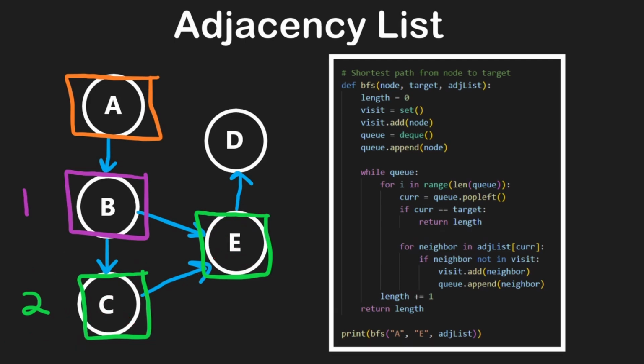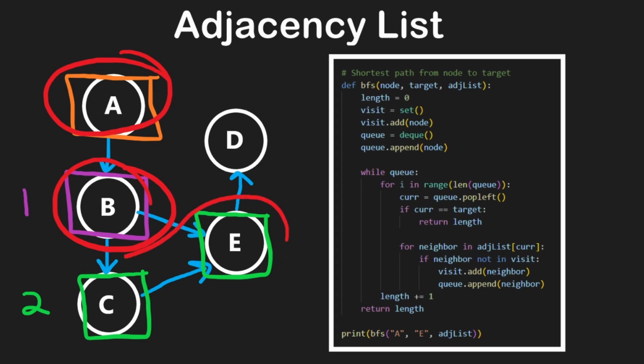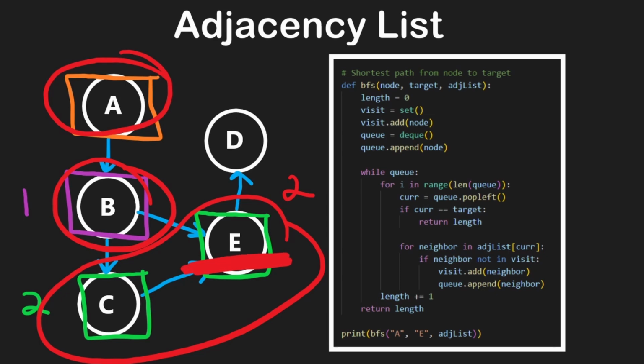And we know that because we went layer by layer. These are all the nodes we could reach with a path length of 0. These are all the nodes we could reach with a path length of 1. These are all the nodes we could reach with a path length of 2. And this is the first time we encountered the result node. So the shortest path to that node must be 2. And that's what we return.